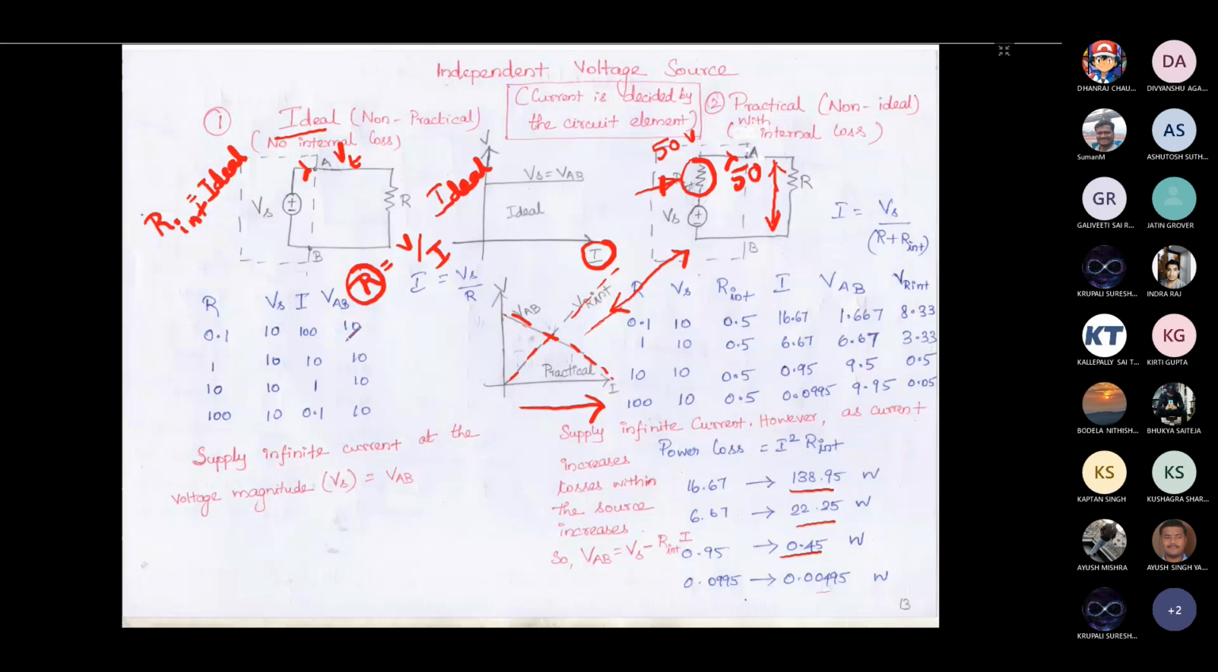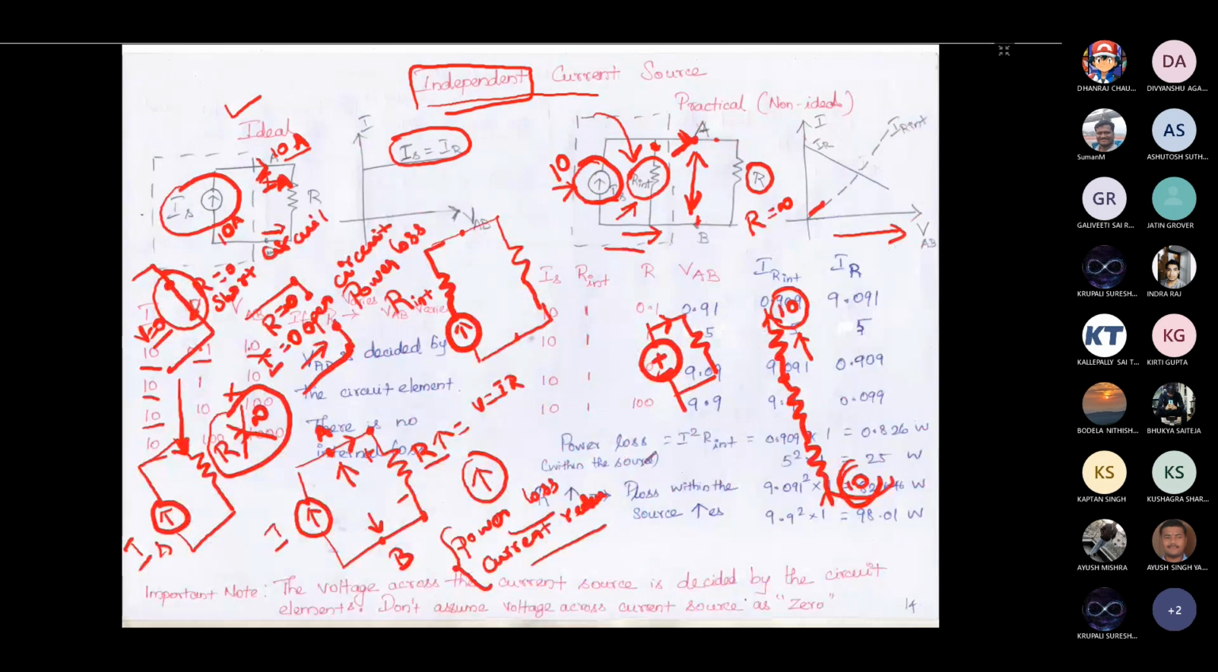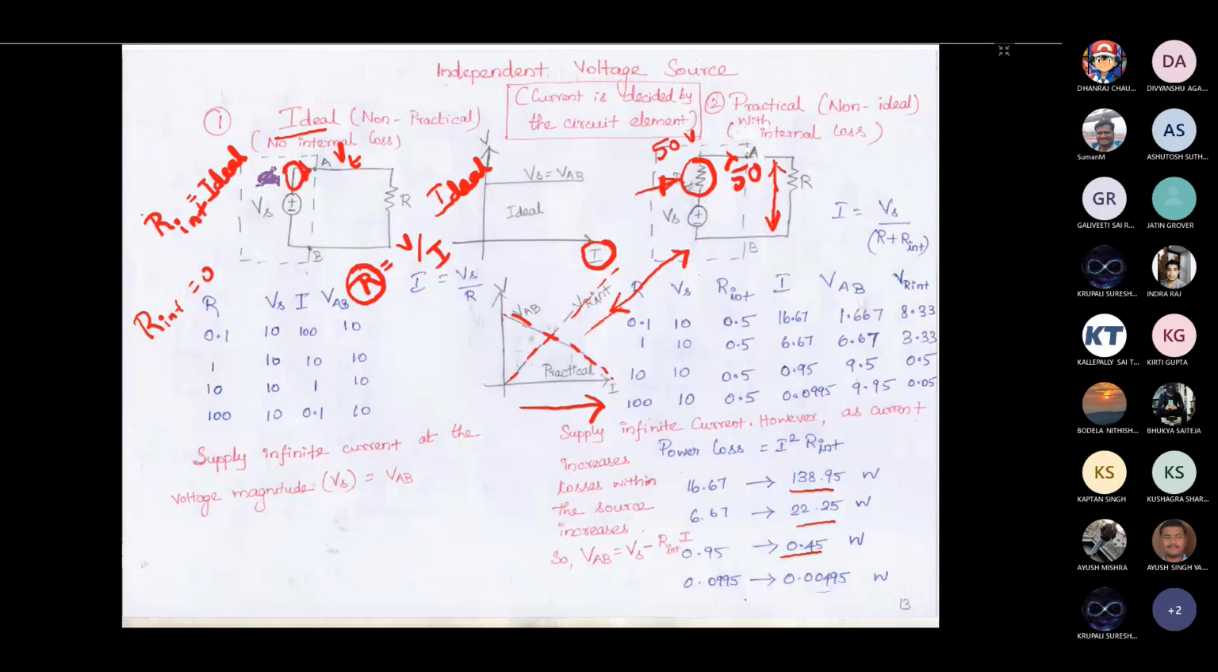Okay. So as of now, you just consider that the R internal resistance is 0 for an ideal voltage source. Then for an ideal current source, the R internal is infinite. Why? Because for an ideal voltage source, there is no voltage drop within this source. So if there is no voltage drop and there is no power loss within the source, obviously the resistance of the series path should be 0. Because of that reason, the R internal should be 0.